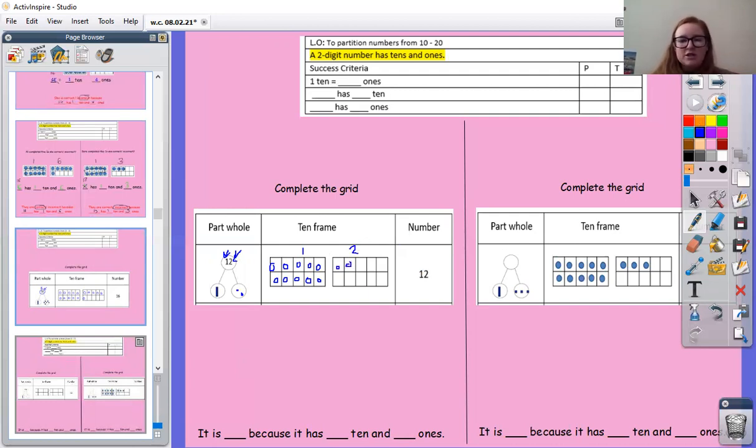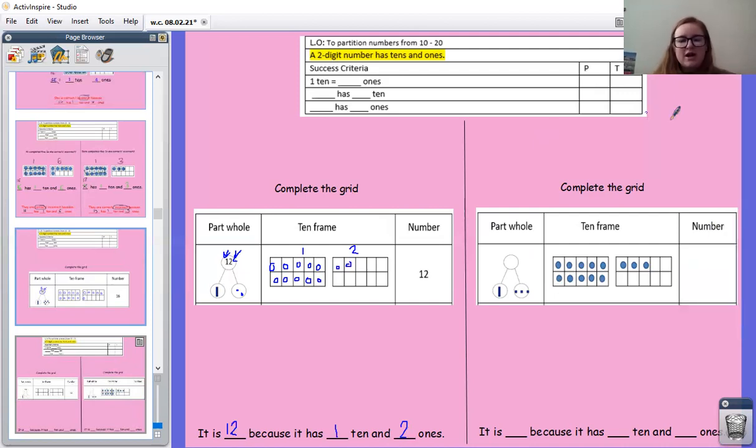I would like you to pause this screen. Oh, I just didn't complete this bit down here. It is 12 because it has how many tens? 1 ten. And how many ones? 2 ones. Fantastic. I would like you to have a go at this one. Pause your screen, complete the grid, complete the sentence underneath, come back when you're ready to check it.